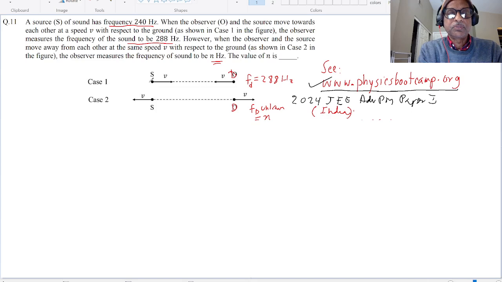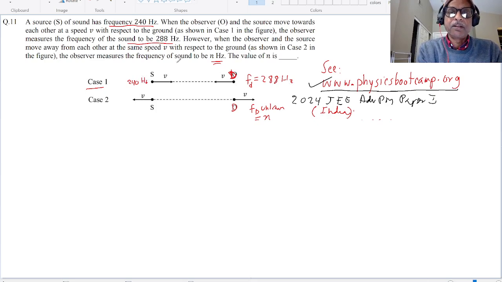So there's a source of sound here, and in case 1 it moves to the right, and there's an observer which I'm going to call the detector, and I'm going to use the letter D for it. So in this situation we're both moving towards each other, while this source emits at 240 hertz, this detector detects at 288 hertz.